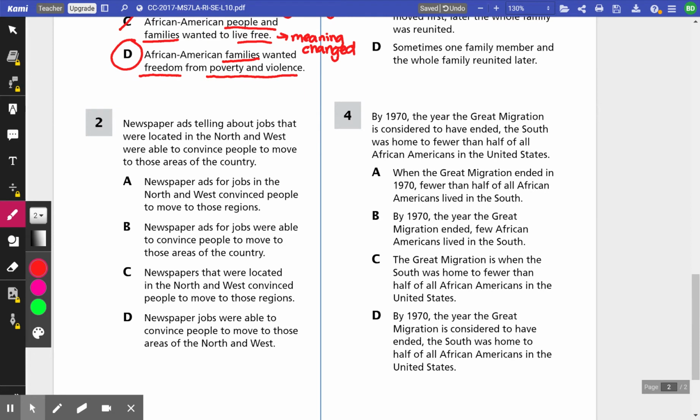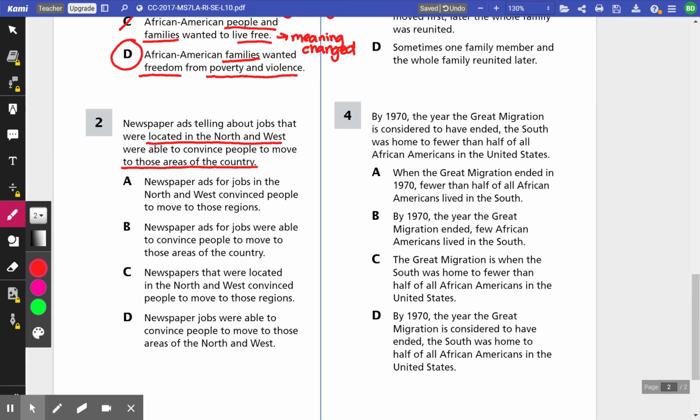It says newspaper ads telling about jobs that were located in the North and West were able to convince people to move to those areas of the country, right? So right now we have kind of a long sentence, right? So we know that there are newspaper ads that are telling about some jobs, and they are located in the North and the West. And those ads were somehow able to convince people to move to those areas of the country.